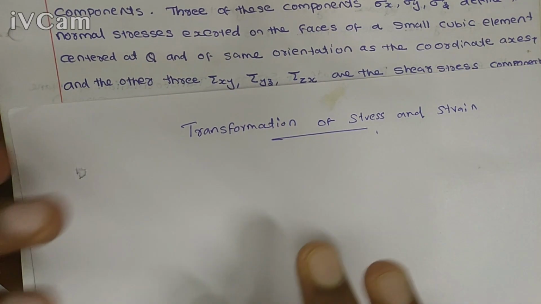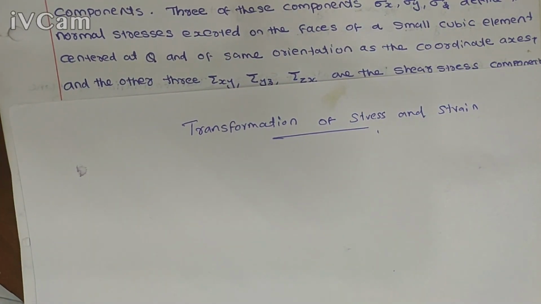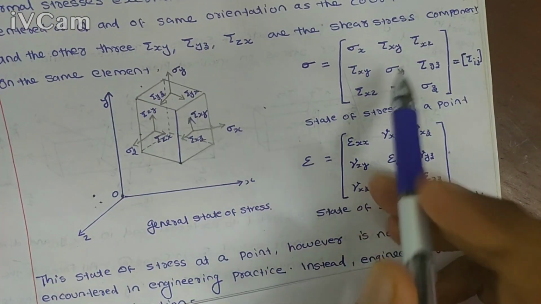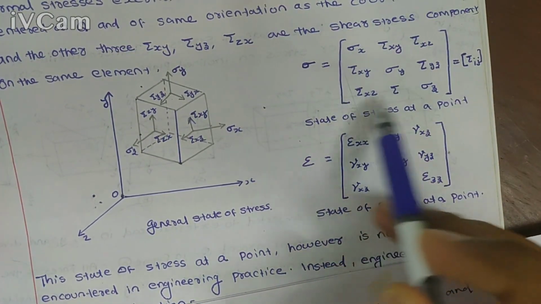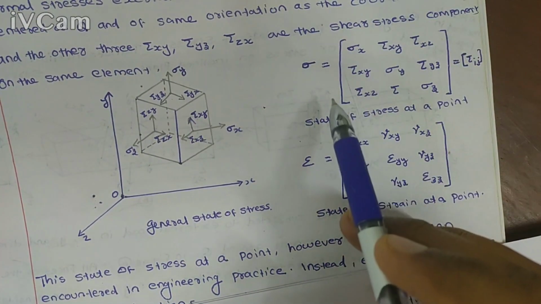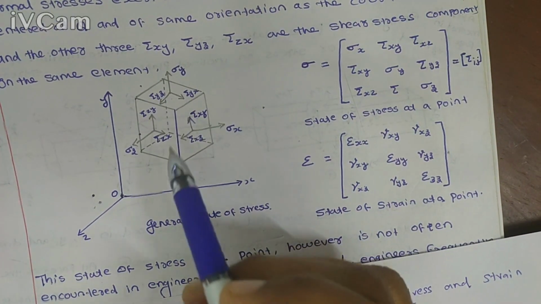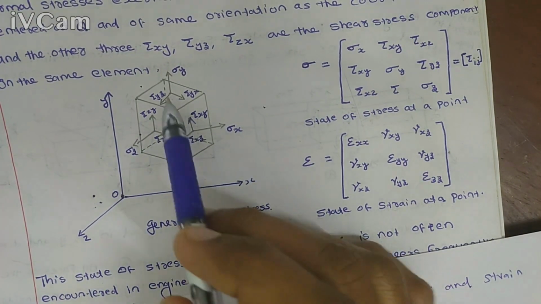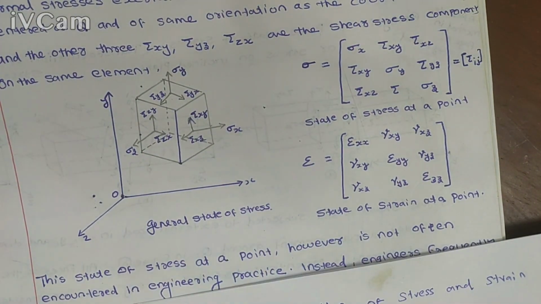So, about transformation of stress and strain, we already studied Cauchy's formula. Using Cauchy's formula, we can find the normal stress and shear stress values on an arbitrary plane. If you know these 9 stress tensor components, we can calculate the normal stress, shear stress, or any component of stress on an arbitrary plane using Cauchy's formula.